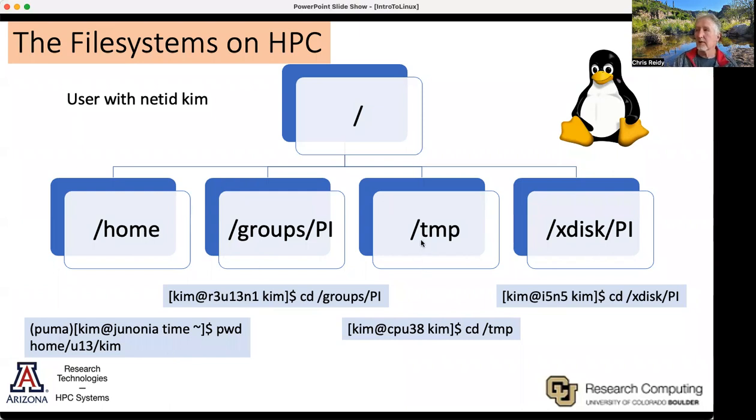So the next directory I'm going to point out is temp, and this only exists on compute nodes as far as you can use. So we have /tmp, that's a file system directory on the specific compute node where you're logged in, in this case, cpu38. And the last one I'll point out is xdisk. This is an optional, on-request path. And so if it has been requested, the PI again has the access to xdisk with the PI's name.